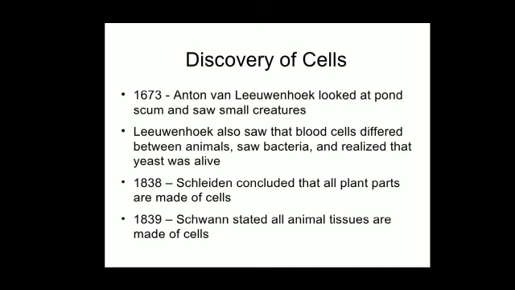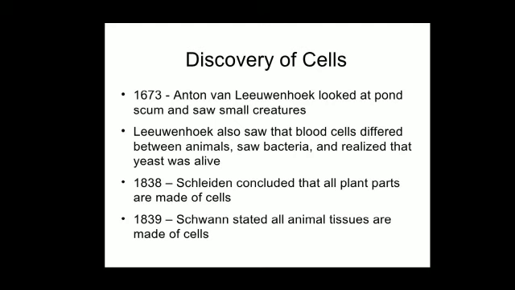In 1673, Antony van Leeuwenhoek looked at pond scum and saw small creatures. Leeuwenhoek also saw that the blood cells differed between animals. He saw bacteria and realized that yeast was alive. So what he observed were different varieties of organisms and different varieties of cells.